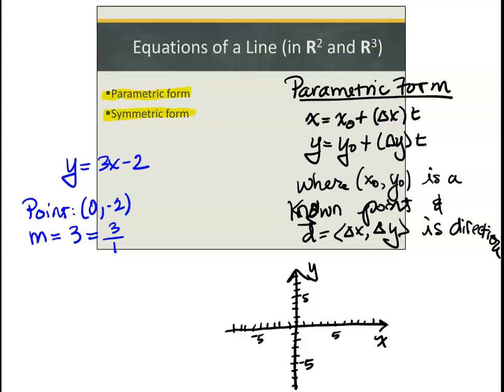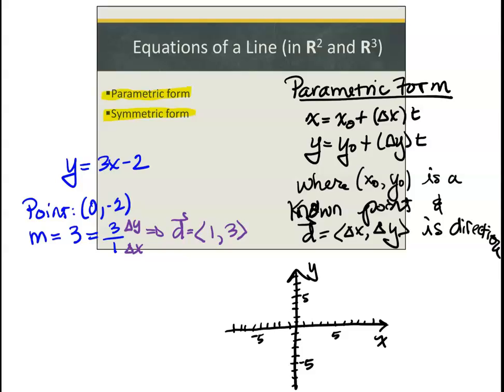And when I do that, we know that slope is change in y over change in x. So I can turn that into a direction vector where my change in x is 1 and my change in y is 3. Now that's sufficient information for me to go ahead and write the parametric equations for this line.